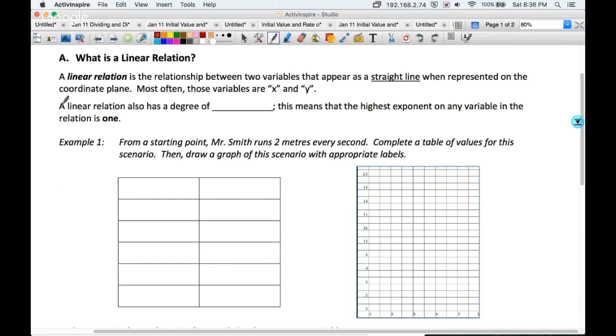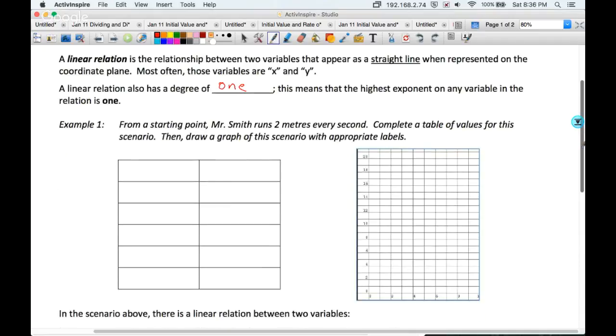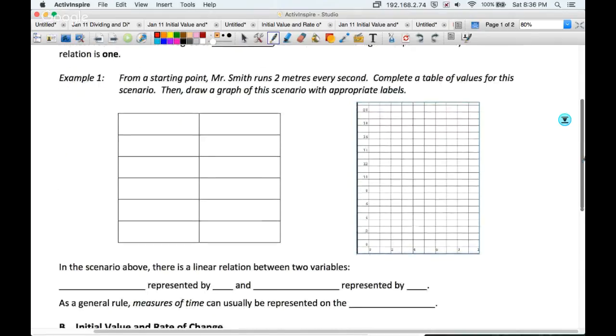I'm going to skip down to here. A linear relation also has a degree of 1. It's the correct answer there. This means the highest exponent on any variable in the relation is 1. I'm not going to test you too much on that. Pretty much everything we see is going to be a linear relationship, but now you know what the definition of it is. Let's go into example 1.